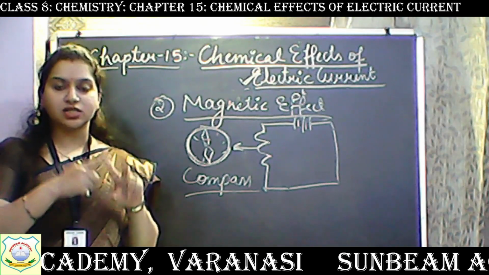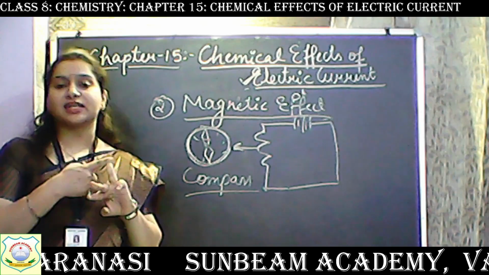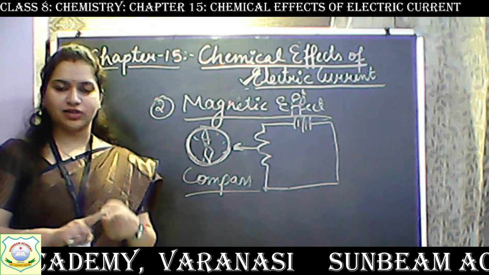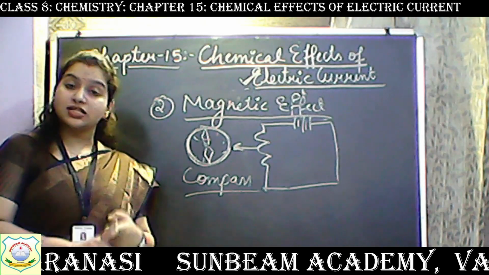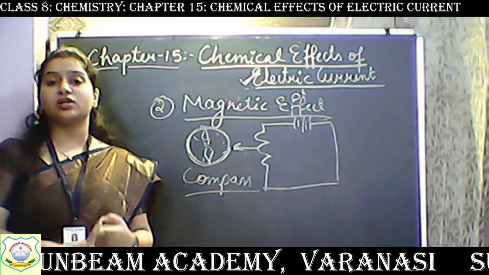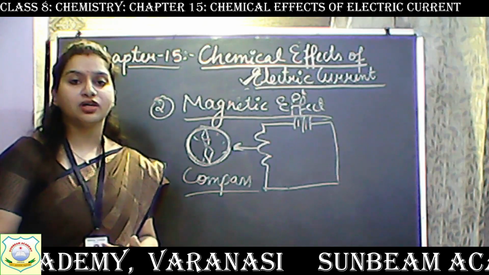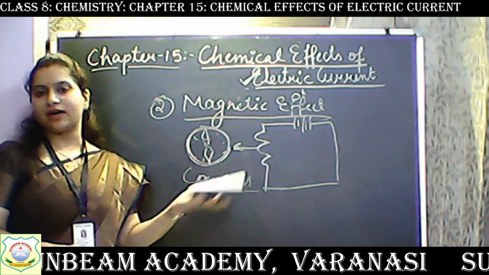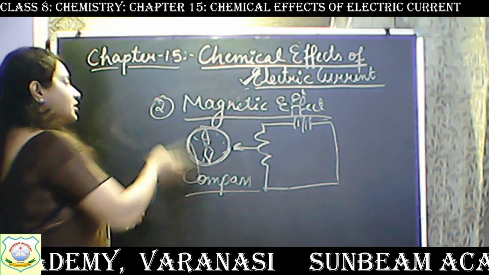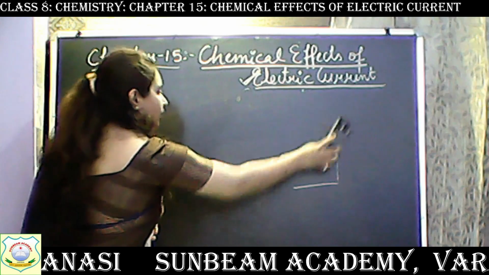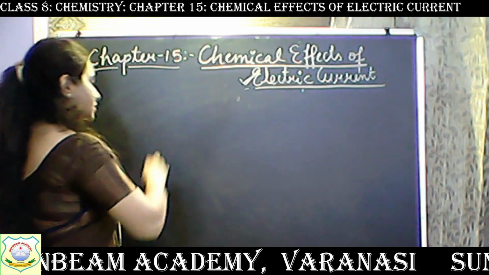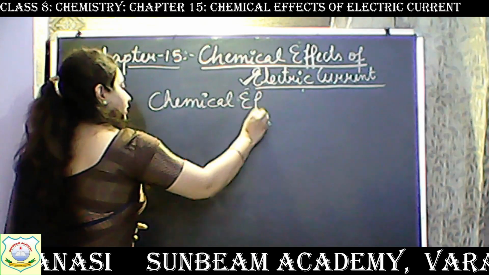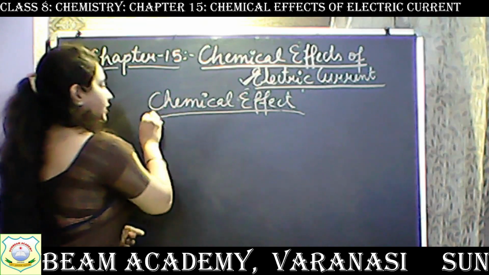So there are basically three effects of electric current. First is the heating effect, second is the magnetic effect, and third is the chemical effect of electric current. We don't have to study the heating effect or the magnetic effect. In this chapter, we are going to focus basically on the chemical effects of electric current. So this was the magnetic effect, and earlier I told you about the heating effect. Now, let's come to the point: what is the chemical effect of electric current?